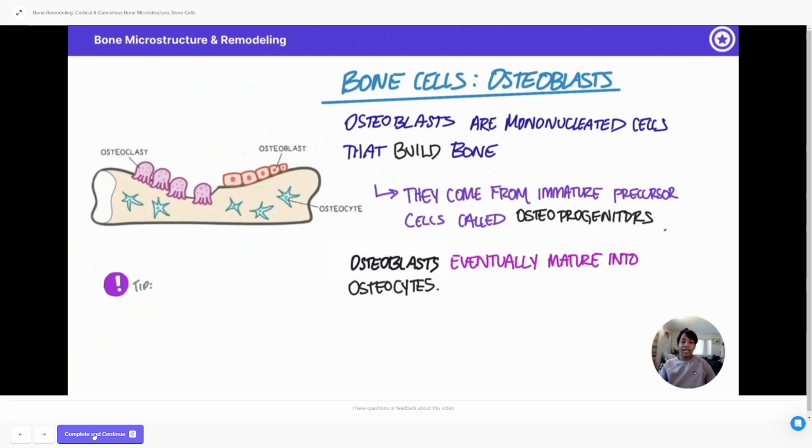And osteoblasts actually go through a life cycle while they're in the bone. So first off, they come from precursor cells called osteoprogenitors. And once these osteoprogenitors mature, they become osteoblasts, which are then capable of building up bone matrix.